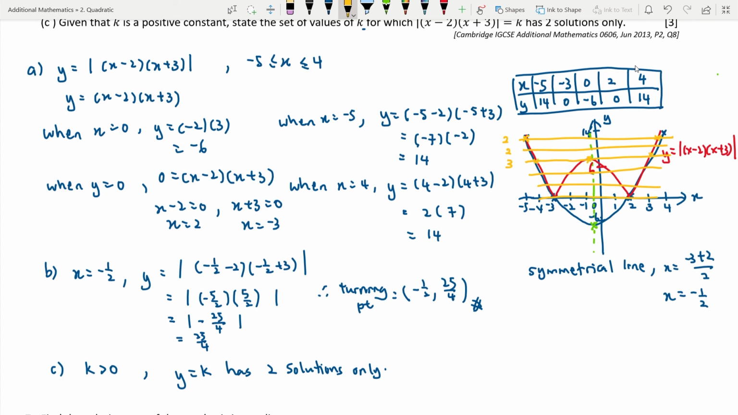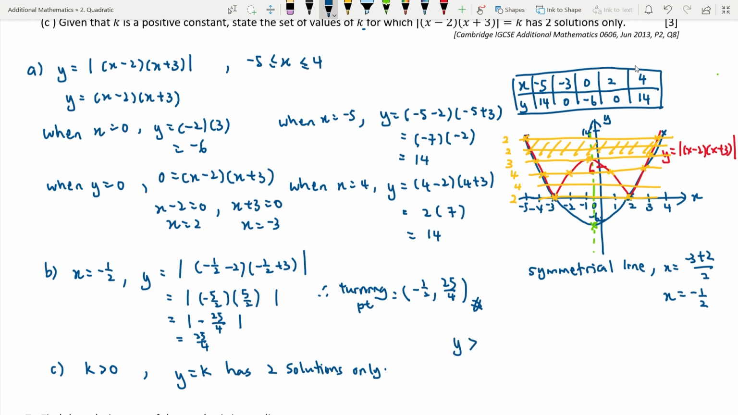The fourth line, we have 4 solutions, 1, 2, 3, 4. The fifth line is also 4 solutions. And the last one, the line y equal to 0, we have 2 solutions. This point and also this point. Hence, the area where the curve has only 2 solutions is here. And also the line y equals 0.